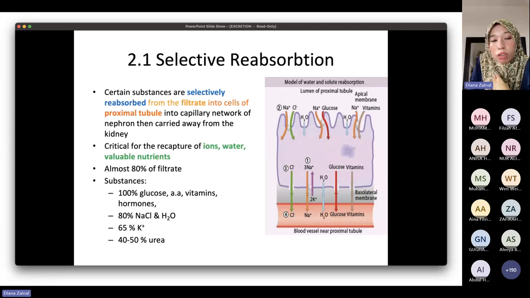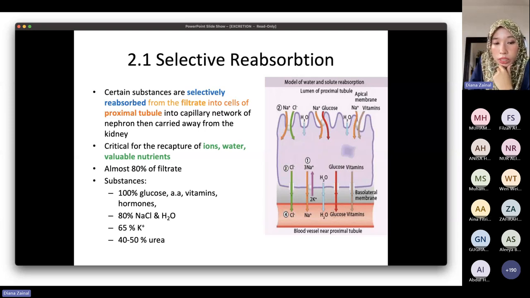Okay, so back to this one. Reabsorb from the filtrate into the cells of proximal tubule into the capillary network of nephron, then carried away from the kidney. Kita nak benda-benda tu. So sebab tu dia kata carried away from the kidney through the blood capillary. Right, so it's critical for the recapture of ions, water and also valuable nutrients. Almost 80% of the filtrate will be reabsorbed.